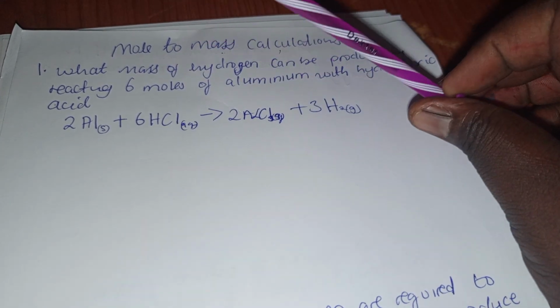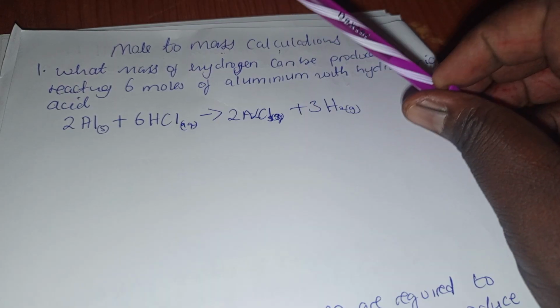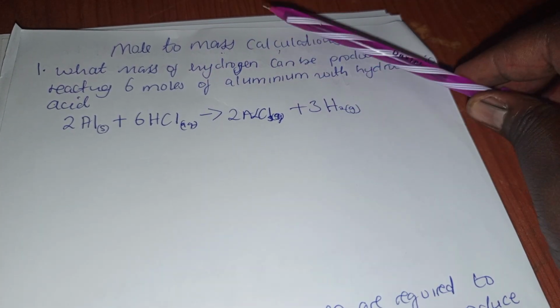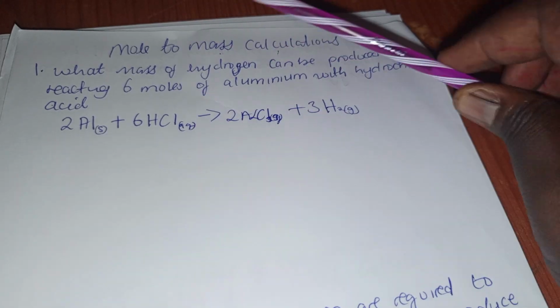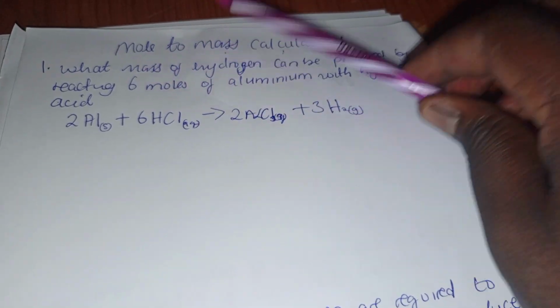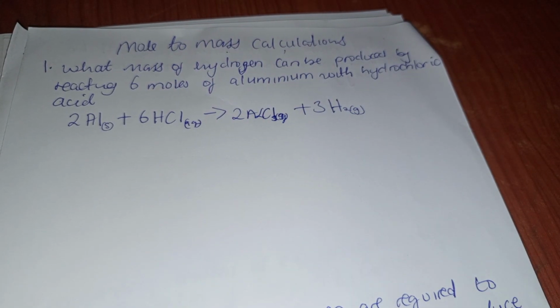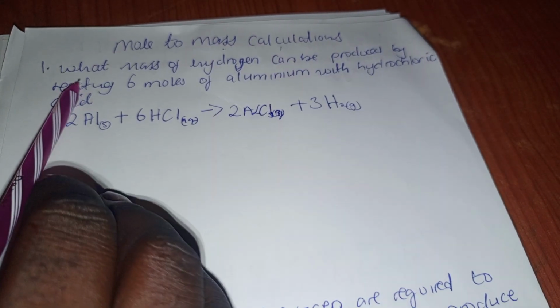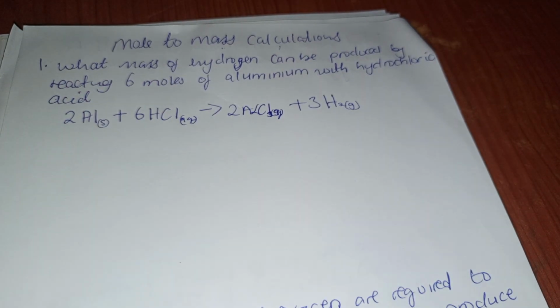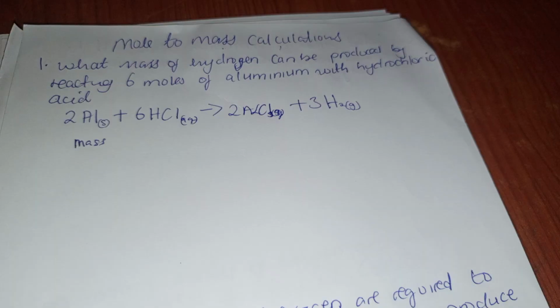Remember the first one, the question demanded us to find the number of moles, and the number of moles in the question was given. So we can use mole to mole. Now here we have mole to mass. So you need to pay attention here. So the first question is saying, what mass, which means here we're looking for mass, so this side you write mass, because we're finding mass here, okay?